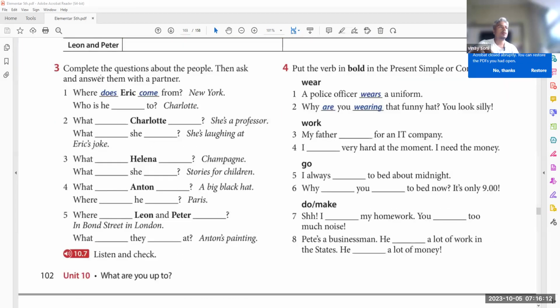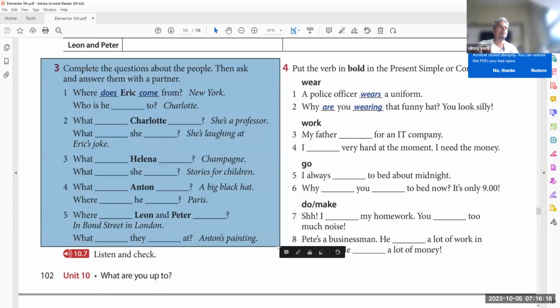So, do exercise 3. Complete the sentences. The questions. The answers are given. Let's see whether you are average IQ or low IQ. Number 3.